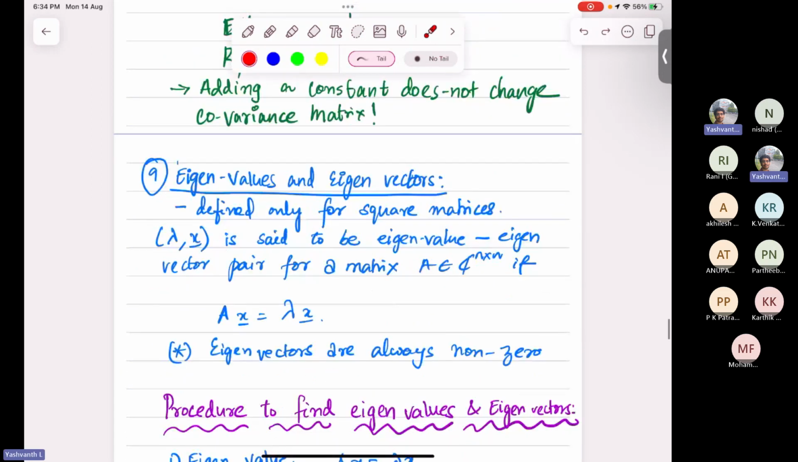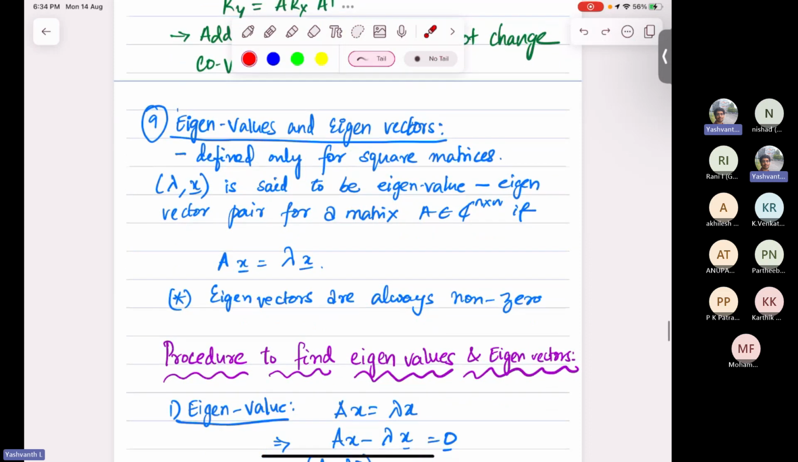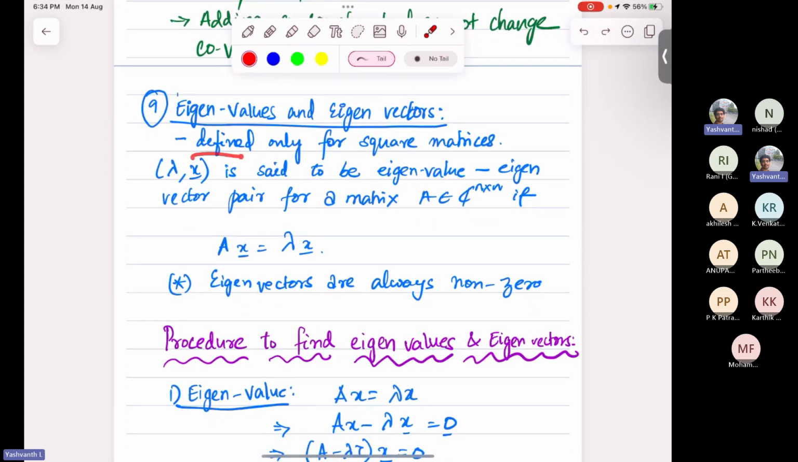Now, the next part of the week was on eigenvalues and eigenvectors. These are defined only for square matrices. Lambda comma x is said to be an eigenvalue-eigenvector pair for a matrix A in C to the n by n if Ax equals lambda x. Note that eigenvectors are always non-zero vectors.